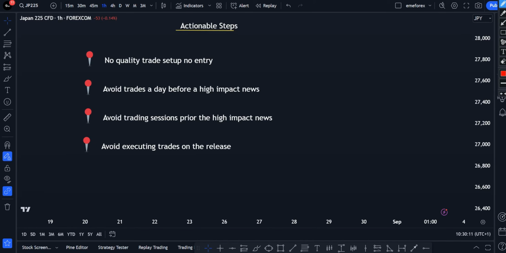So I want to avoid the market trading sessions before the high impact news I'm looking to trade. There are many other possibilities or scenarios of what could happen. I don't want to be caught up in the middle of all of those. I want to simply avoid the market.